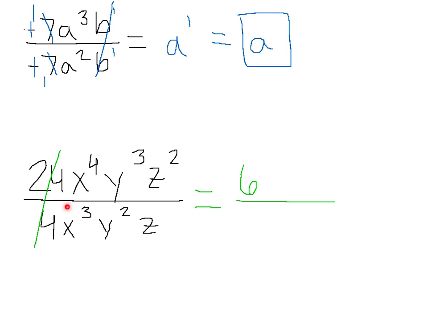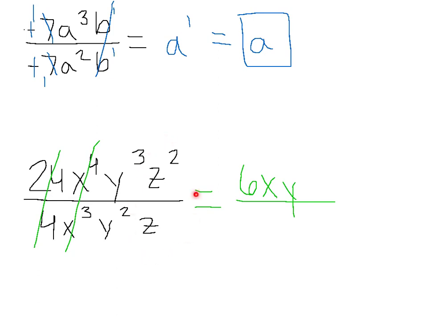x to the 4th divided by x to the 3rd. That's the same thing as subtracting the exponents. 4 minus 3 is 1. That gives me just an x. I'm done with those. y to the 3rd divided by y squared. I subtract the exponents. 3 minus 2 is 1, so that gives me y.